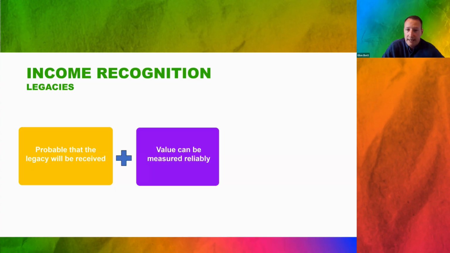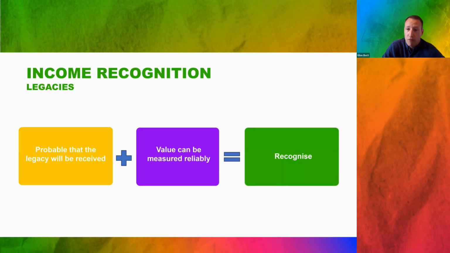The next criteria is that the legacy income must be measured reliably. So charities would need to measure or estimate the fair value of the legacy income that is receivable based on the information that's available at that point. And if you can say that the legacy is probable, it will be received, and measure it reliably, then at that point you would recognise it.